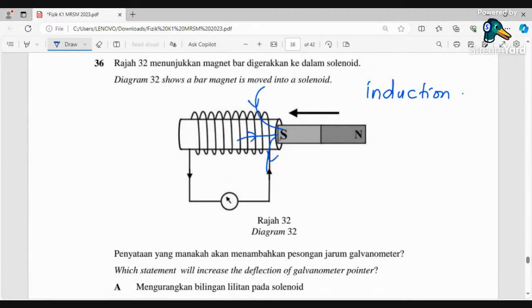Okay, south move towards the solenoid. What happened? The solenoid will cut the magnetic flux of the bar magnet. When cuts the magnetic flux of bar magnet, according to Faraday's law, induced EMF will be produced across PQ. Okay. So when there is induced EMF, the PQ looks like now it has voltage. So this one will cause current to flow in the circuit. The EMF is induced, produce induced current. Okay.